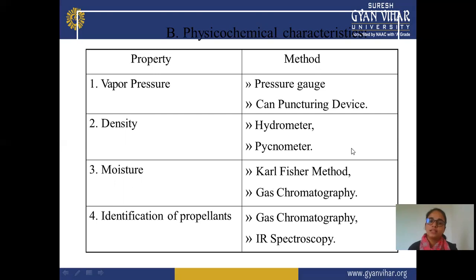Next, for density checking, a hydrometer and pycnometer are mainly used. And for moisture content, under physicochemical characteristics, we also use two methods. One is the Karl Fischer method, and the second is gas chromatography. And for identification of the propellant, we use another two methods, that is gas chromatography or IR spectroscopy. So these are the methods used for checking the physicochemical characteristics of a particular aerosol. According to the type of test, you can easily pick any one of the methods and check the aerosol condition.